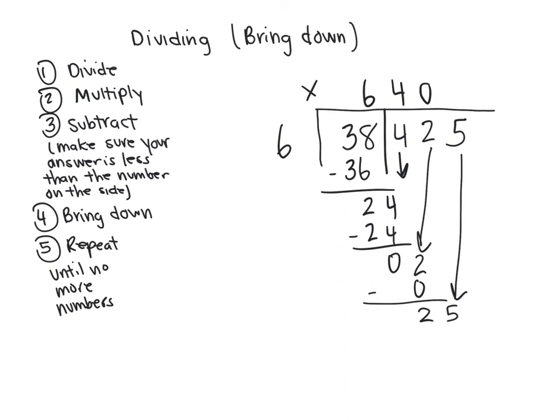Then we repeat. 6 goes into 25 4 times. Multiply. 6 times 4 is 24. Subtract. 25 minus 24 is 1. The number on the bottom is less than the number on the side. And I'm out of numbers, so that means I cannot repeat, and I have a remainder of 1.